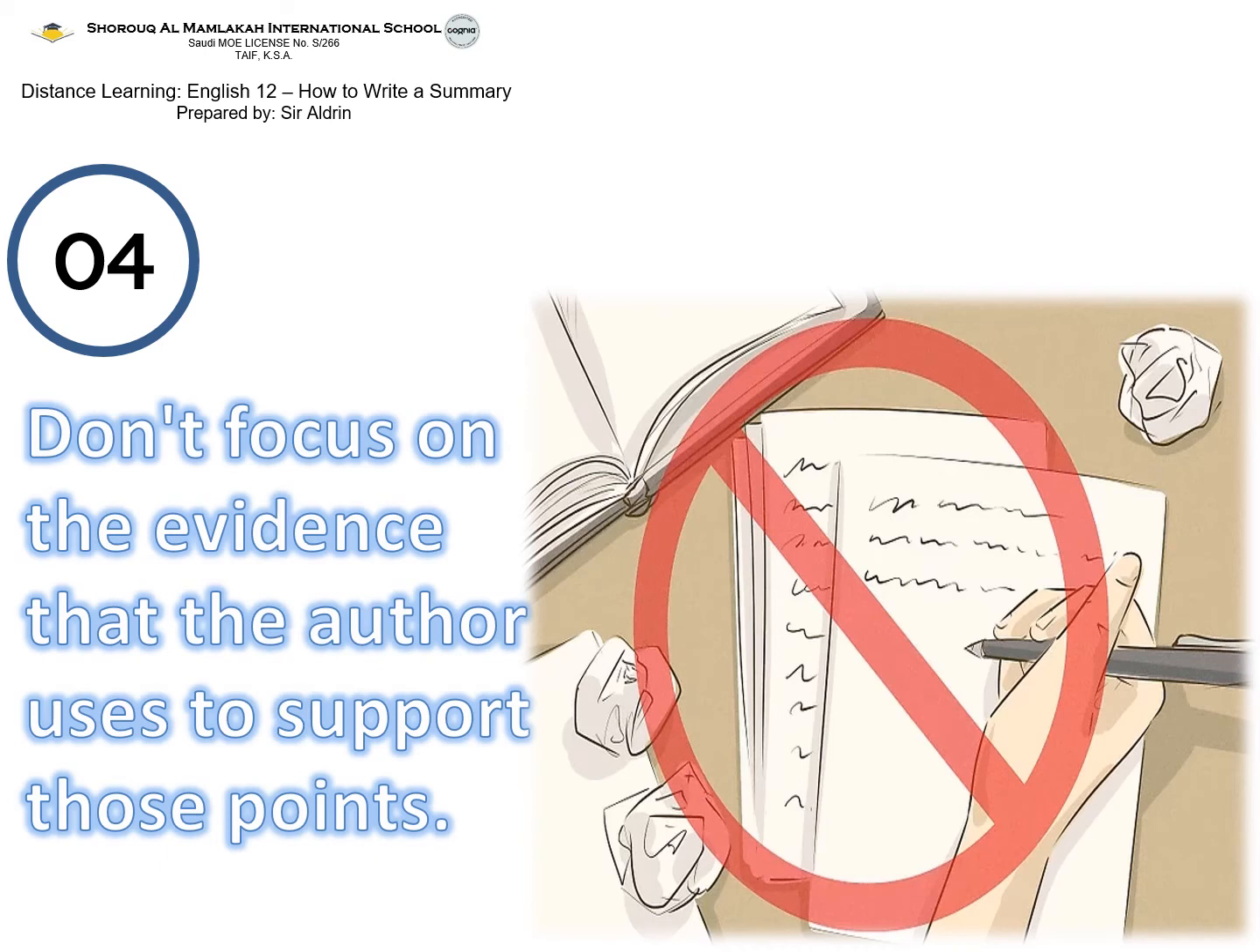A fourth step is to not focus on the evidence that the author uses to support those points. You only need to know what they are arguing. So, for example, say the author's main argument is the US civil rights movement actually began in the 1950s. They might say that women's boycott of mass transit is an example of this. You only need to note that women's boycott, not the examples of that boycott that the author uses.